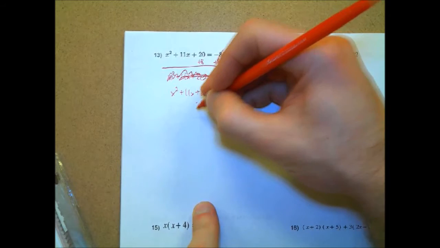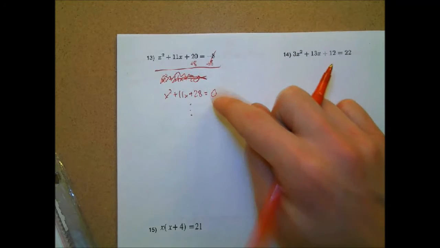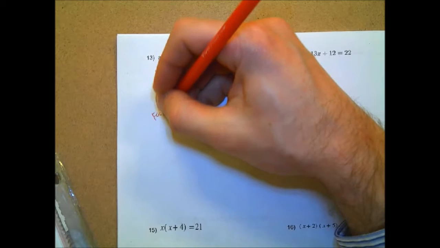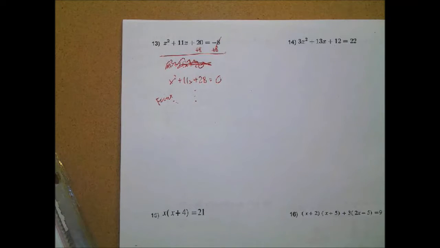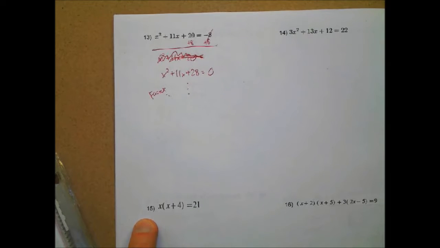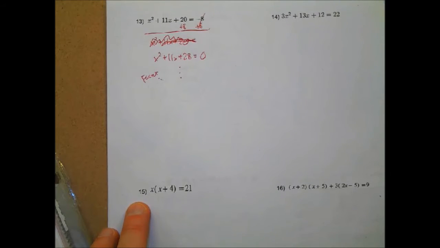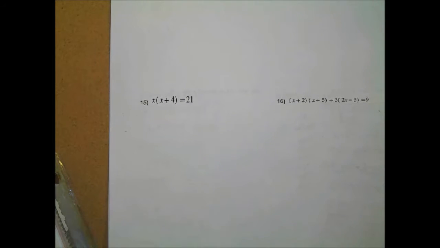I think you guys can do the rest from there, right? But this is important. It's equal to 0, right? Okay? Factors, what I wrote there. All right, so that's 13. 15. All right, let's just take a look at 15 here real quick. Look at 15, and then I'll let you go, I promise.